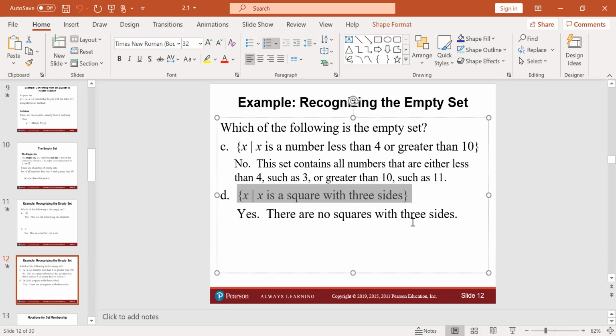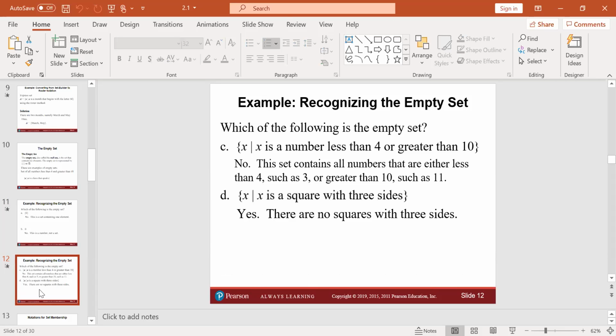But this one, all x such that x is a square with 3 sides. Are there any squares with 3 sides? Is that the definition of a square? Absolutely not. So is there anything in that set? No. So it is the empty set, yes. It sounds simple, but we need the empty set just like we need the number 0 when you're talking about numbers. It's a necessary evil, if you will.